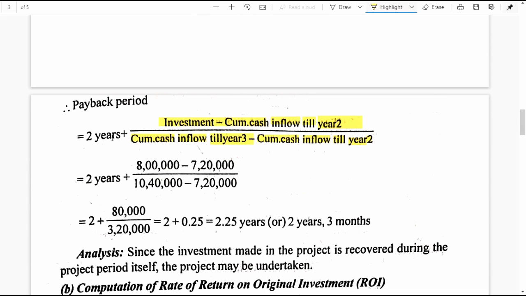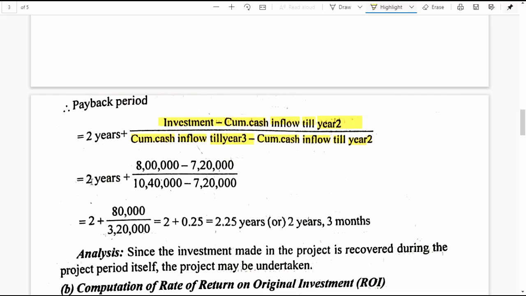Payback period is 2 years plus investment minus cumulative cash inflow till year 2, divided by cumulative cash inflow till year 3 minus cumulative cash inflow till year 2. You need not follow this denominator. You can straight away write the cash inflow of the third year as the denominator. Still you will get the answer, because finally this calculation will give you the cash inflow of the third year as denominator. You can see it here in this step.